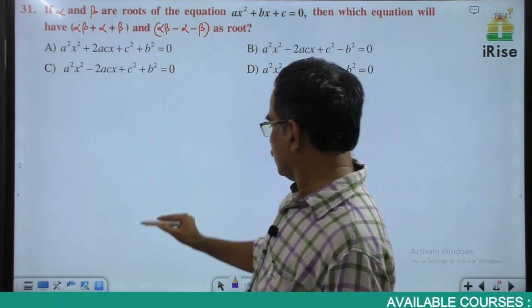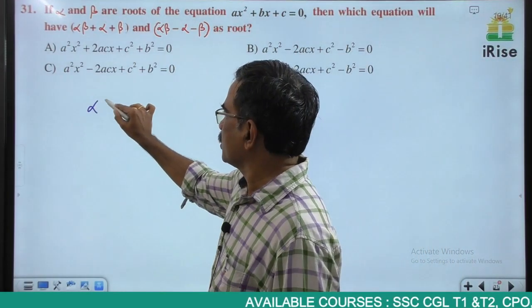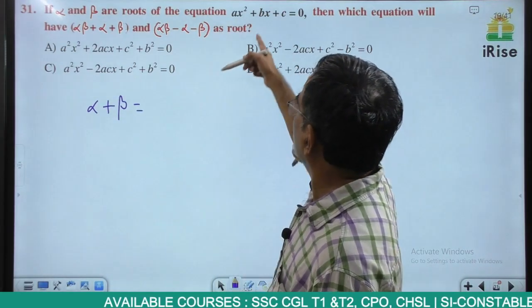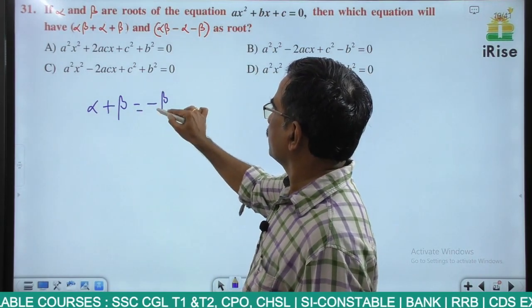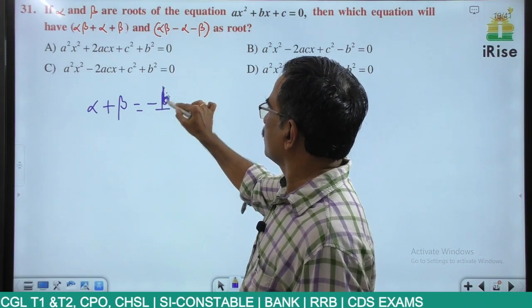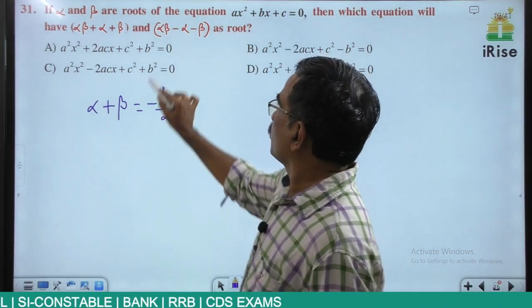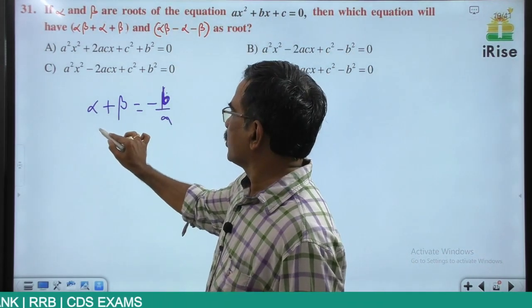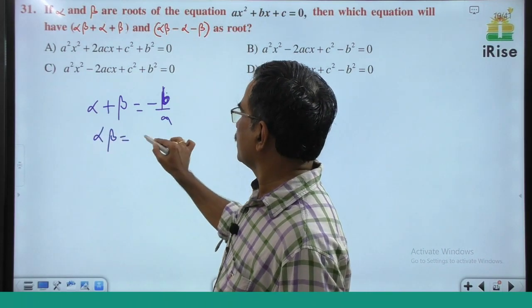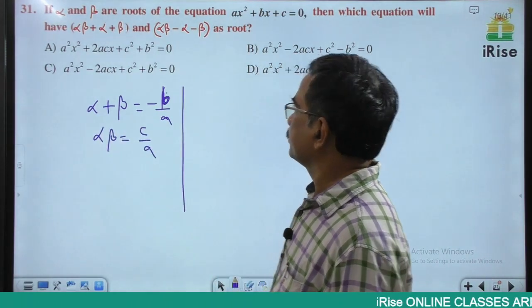Here, if alpha, beta are the roots of the equation, the sum of the roots is equal to minus b by a, and the product of the roots, alpha into beta, is equal to c by a.